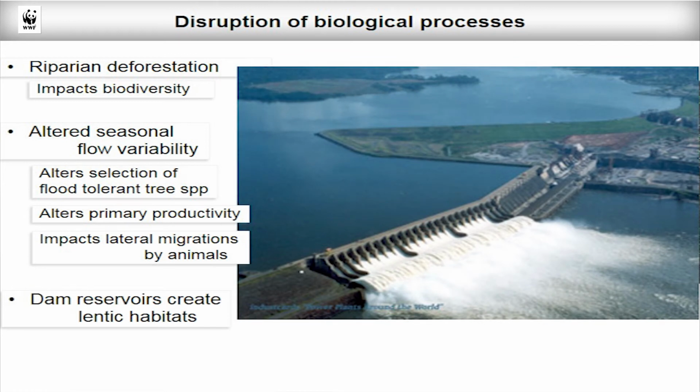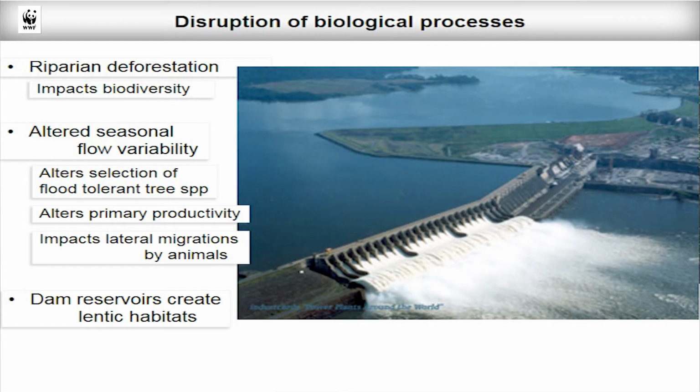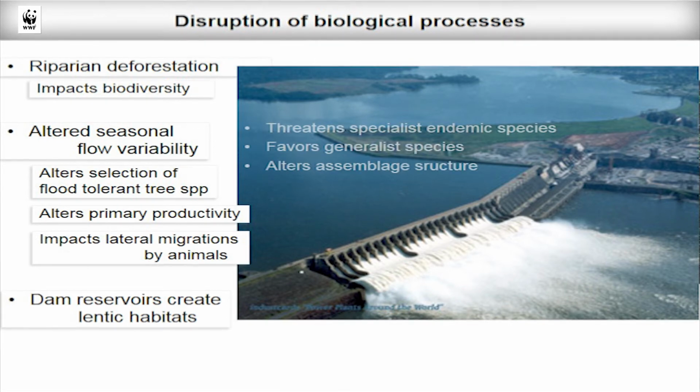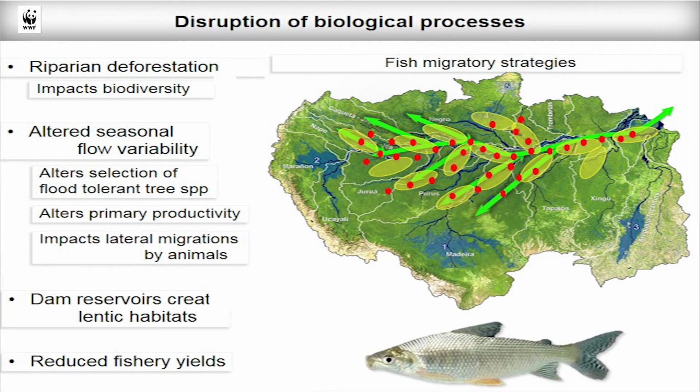Reservoirs, again. Reservoirs essentially transform a free-flowing water habitat into one that resembles a lake. This threatens specialist endemic species and favors what are called generalist species, thereby, again, changing the species composition of these systems. And finally, the construction of dam reservoirs, as well as changing natural hydrology, disrupts the migrations of commercial fish species in the Amazon, which has the effect of decreasing their productivity, decreasing fish yields, and threatening regional food security.